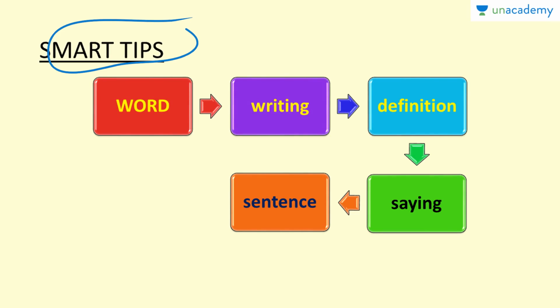A couple of smart tips. First, you need to listen to the word. Then, you need to write the word. That is, you need to get the spelling right. Then, you need to check the definition. Did you get the meaning right? Next, say the word. Pronounce it, get your pronunciation accurate. And then, all you need to do is to make a simple sentence using the word in the right context.